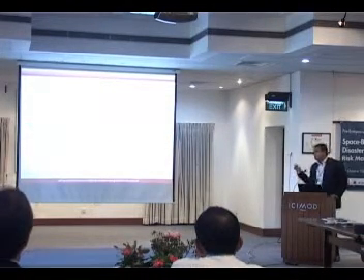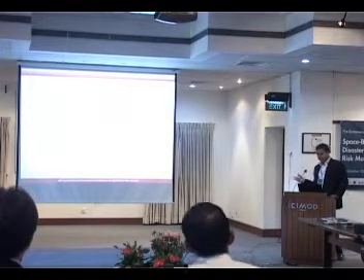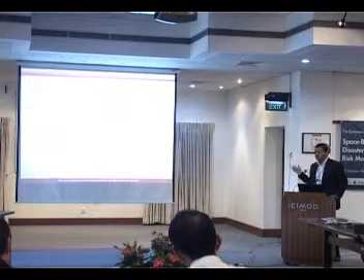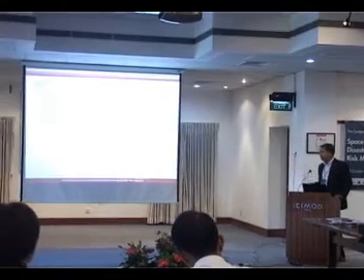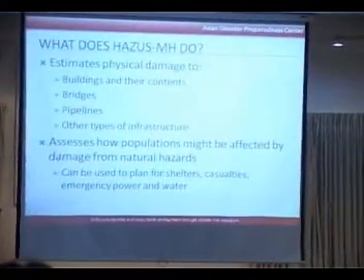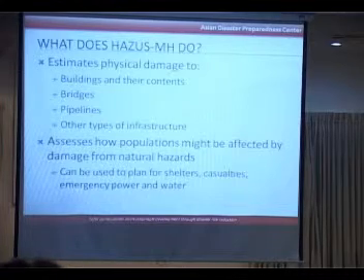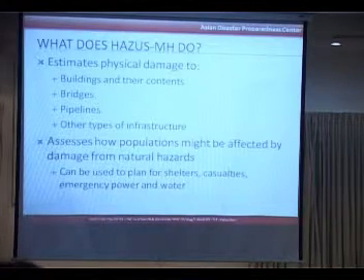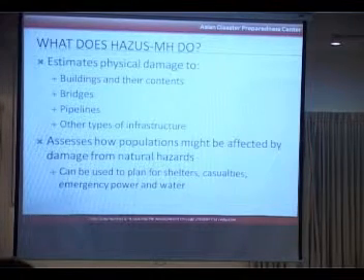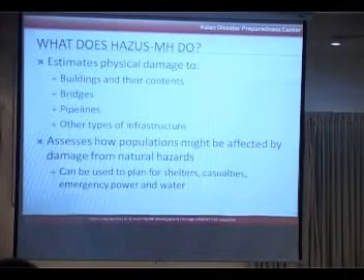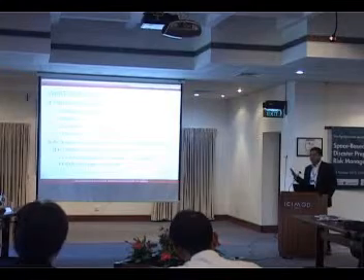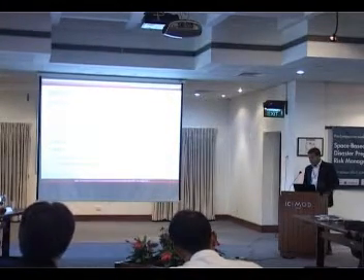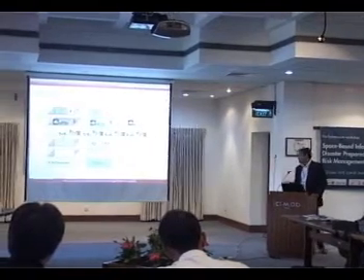So what can Hazus do, actually? Just a brief on it. It estimates the physical damage to the buildings and their contents. It estimates the physical damage to lifeline infrastructure like bridges, pipelines, and other things. And it assesses how the population might be affected, because it gives figures and an estimation of what is going to happen, how many people are going to be affected, how many are going to be injured or even killed. And it gives an idea based on which we can take preparedness measures for these 3 kinds of disasters.